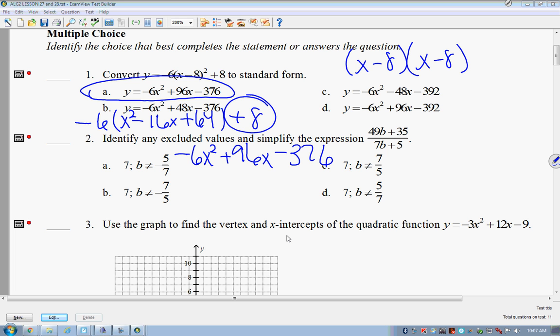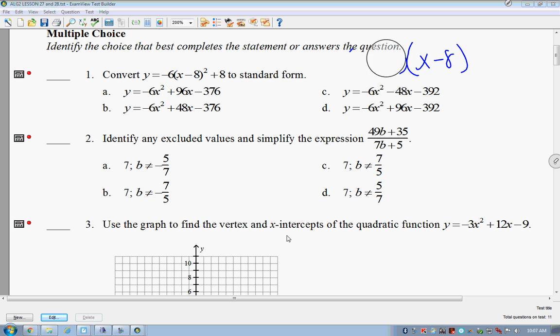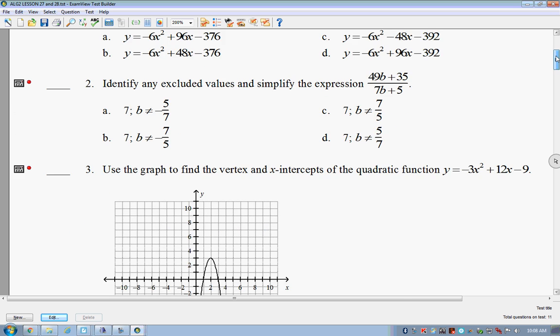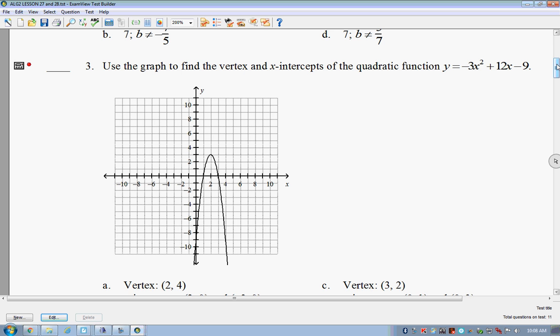Now, number 2 is not from this lesson, so we're going to skip number 2. We'll come back to it tomorrow. All right. Now, 3 says, use the graph to find the vertex and its x-intercepts of the quadratic function. Okay? Can anybody tell me what the vertex is?